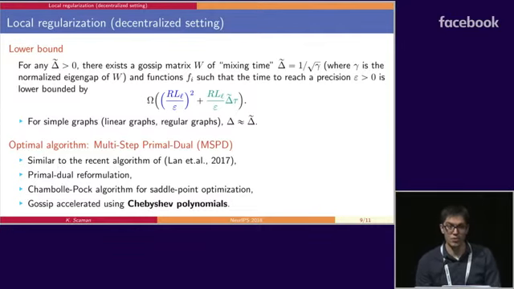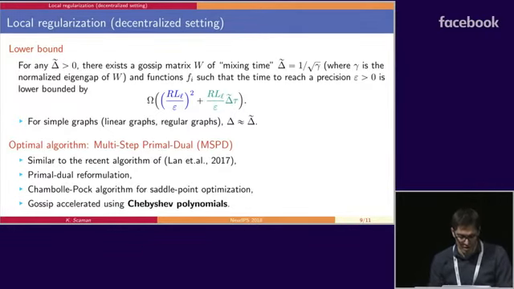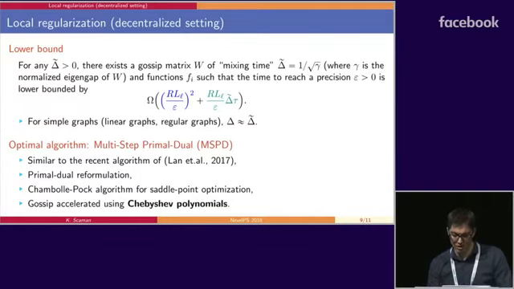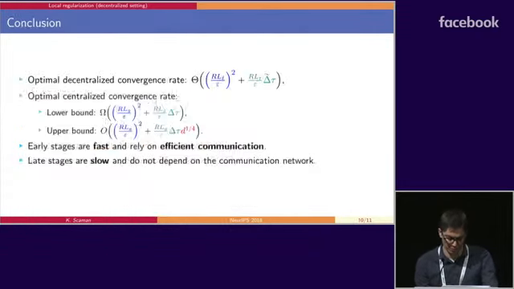It's based on three important aspects. The first one is a primal dual reformulation of the problem. The second one is that we solve this saddle point optimization problem using Chambolle-Pock. And the third one is that we are going to have an extra acceleration of the communication using accelerated gossip and Chebyshev polynomials. There are a lot of details that I do not have time to go into, but I will be happy to speak about this with you during the poster session.